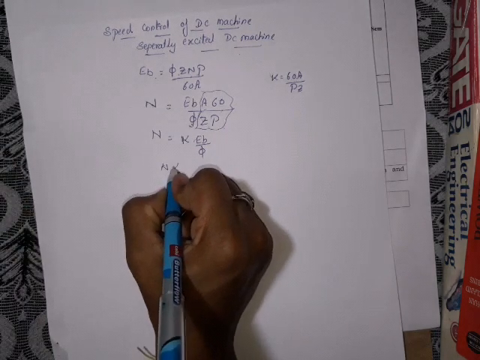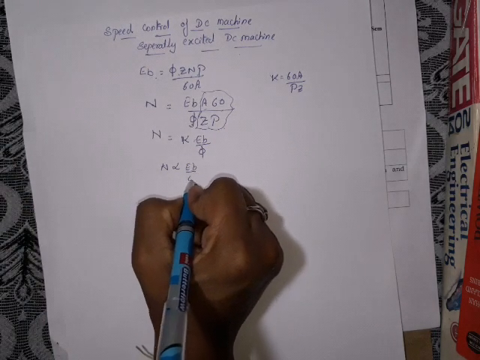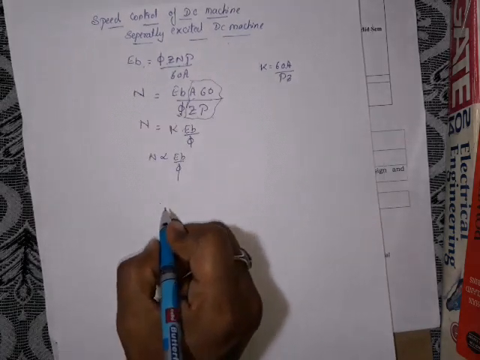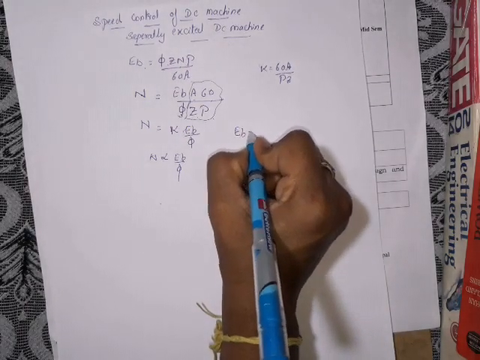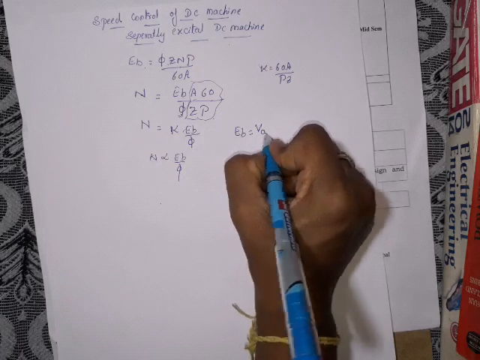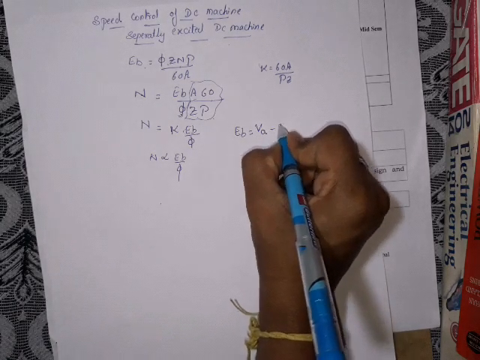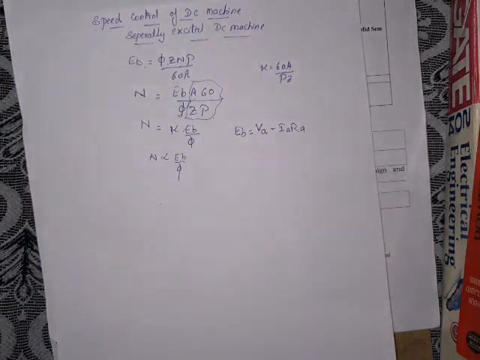So what I can write? N is directly proportional to EB by phi. What is EB? We know that for a separately excited DC machine, EB is VA minus IARA. It is the same as your shunt motor.